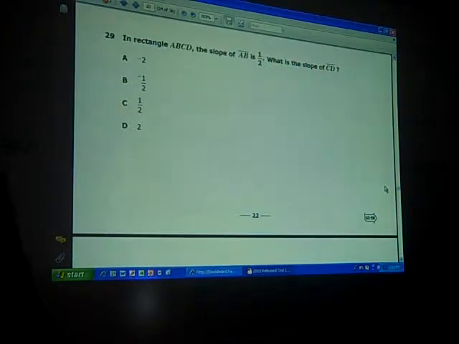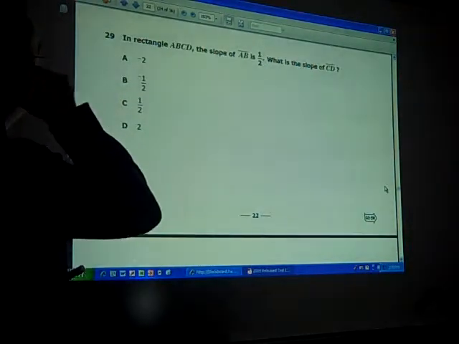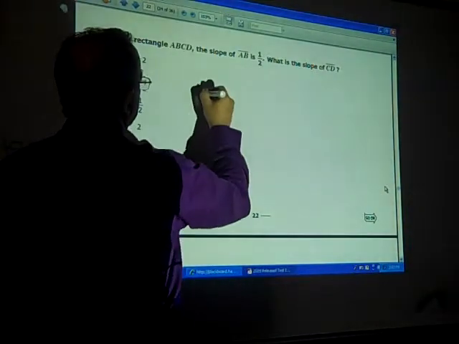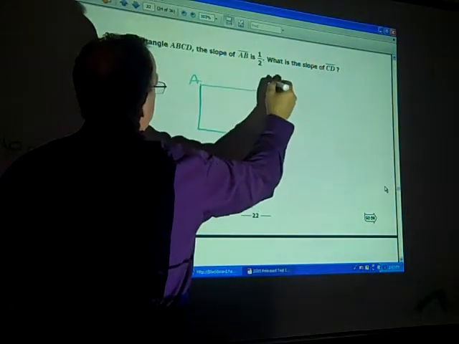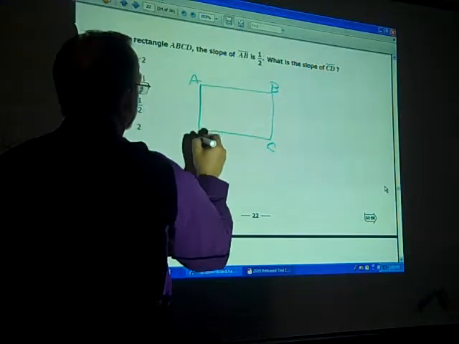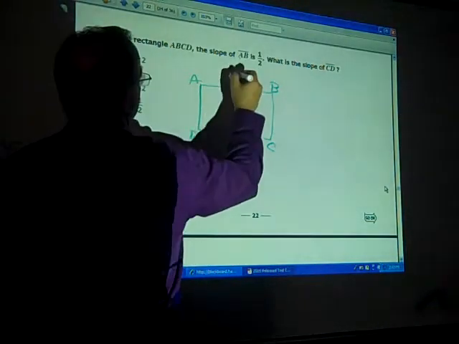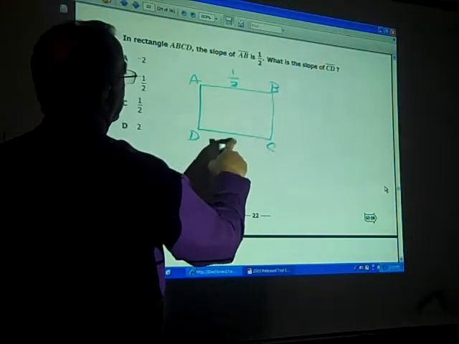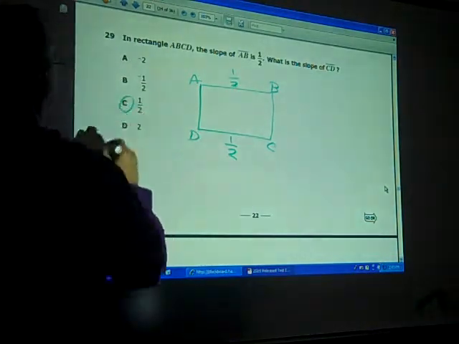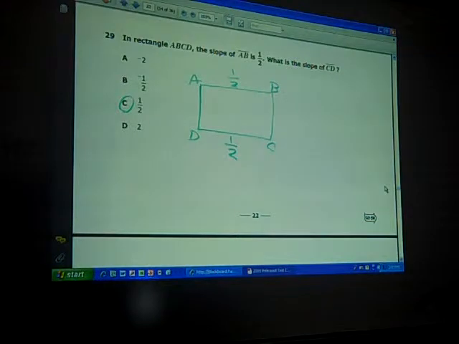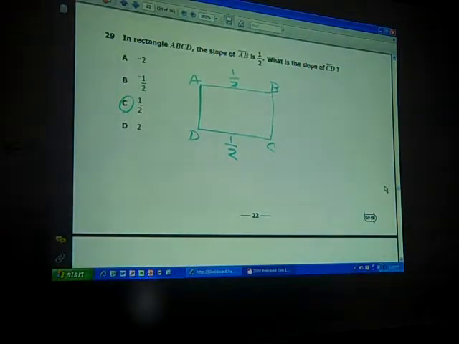29, it says a rectangle ABCD, the slope of AB is 1/2. What's the slope of CD? I'm going to draw a picture. I need to see it. We always label them in order, so A, B, C, D. AB, the slope is 1/2. What is the slope of CD? Well, if it's a rectangle, we know these are parallel, they have the same slope, so that's going to be 1/2. All right, what's 29?